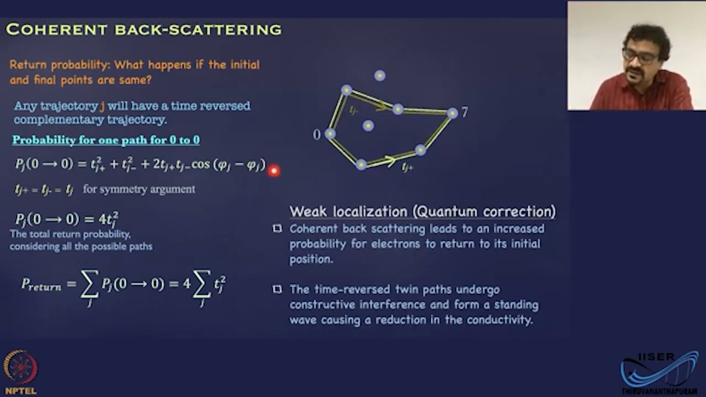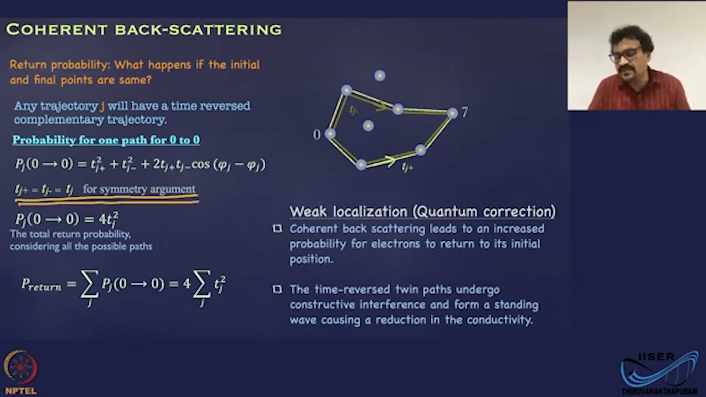Then the cross term, cos of phi j minus phi i. So there are two possibilities, right? Let me also say here that Tj plus and Tj minus you can assume are the same, because the transmission probability doesn't really change whether you are propagating clockwise or anti-clockwise. This is just a symmetry argument. So you don't need to worry about the difference here. You have two paths, T cos phi j, with a plus here and a minus here.